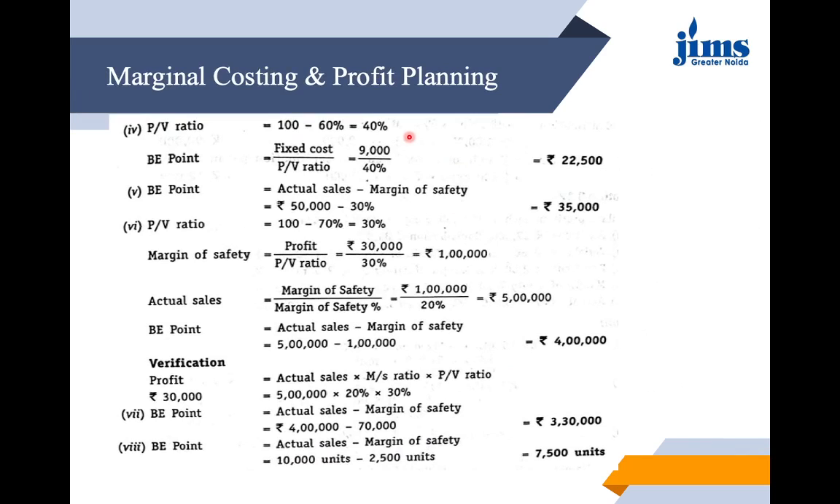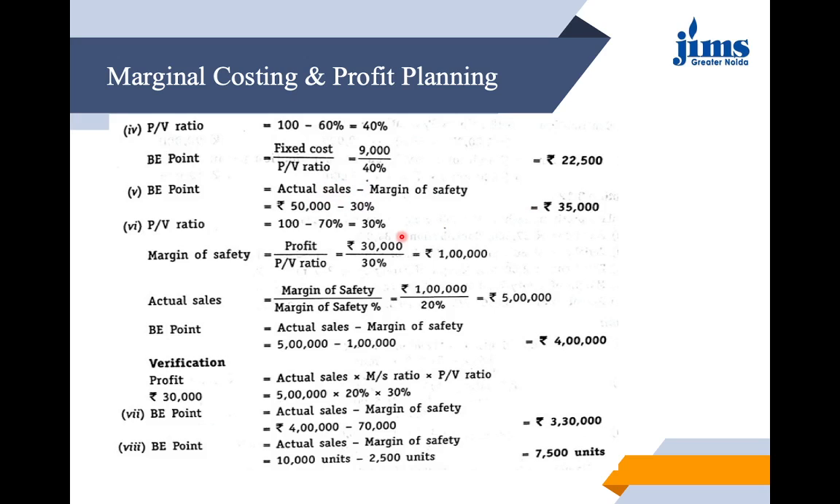In the next part, we are given the other information using which we can find out our PV ratio. Fixed cost is also given and PV ratio we have calculated, so the break-even point is this. In the next part, we are given actual sales and margin of safety. We can simply subtract both of these. How have we calculated this one? We have subtracted 30% of this 50,000 from this only, so 35,000.